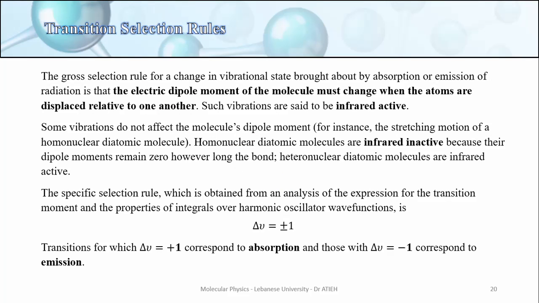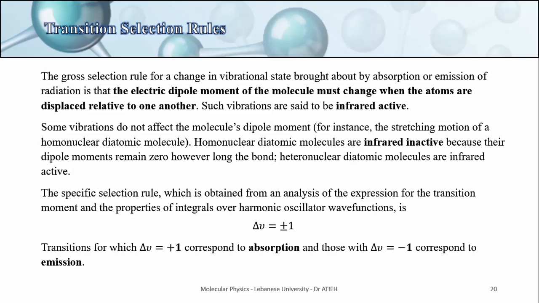Now let's talk about the transition selection rules. The gross selection rule for a change in vibrational state brought about by absorption or emission of radiation is that the electric dipole moment of the molecule must change when the atoms are displaced relative to one another. In other words, if due to vibration there is a change in the electric dipole moment of the molecule, this change in dipole moment allows the absorption or emission of radiation.